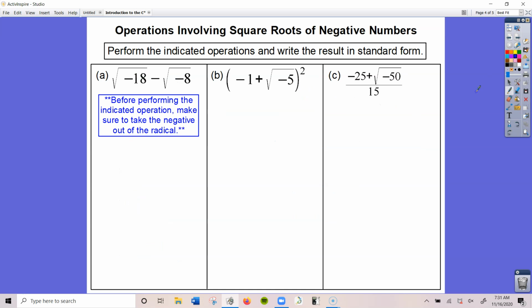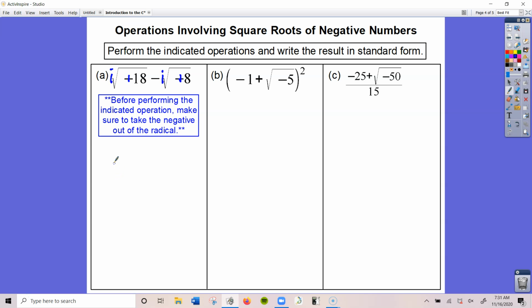Now let's have a look at how we can do a couple of operations that involve these negative square roots. So here we have the square root of negative 18 minus the square root of negative 8. Before I can do anything with this, we're going to have to make sure to take the negative out of the radical, and additionally, I cannot combine radicals unless the radicals have the same number inside. So we're going to try to simplify these radicals at the same time. So first, I'm going to go ahead and make these positive and bring out i.